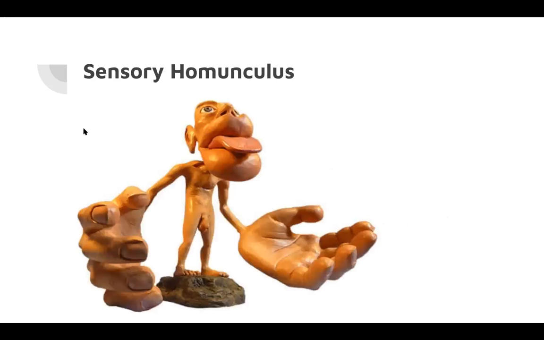So here is the sensory homunculus. This is what our body virtually is like inside of our brain already. So this is normal. Just take that in for a moment, that this is a normal representation of our body in our brain.